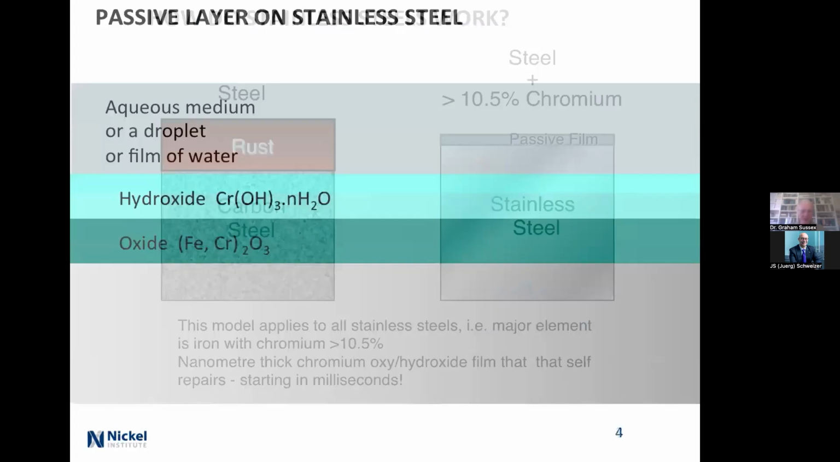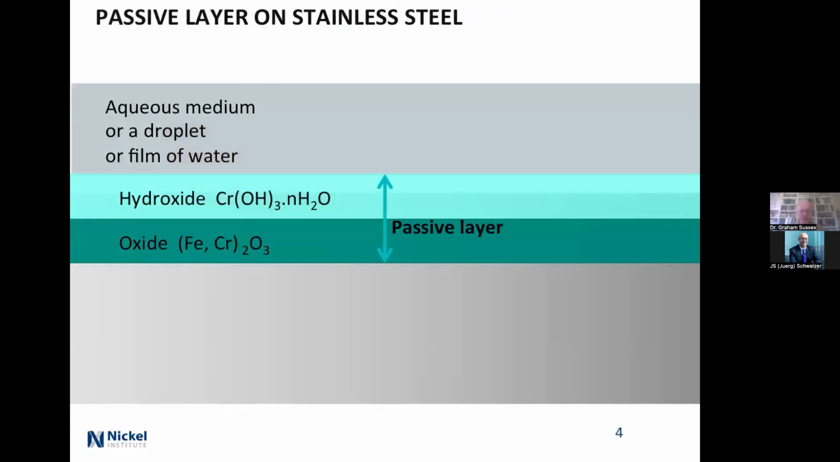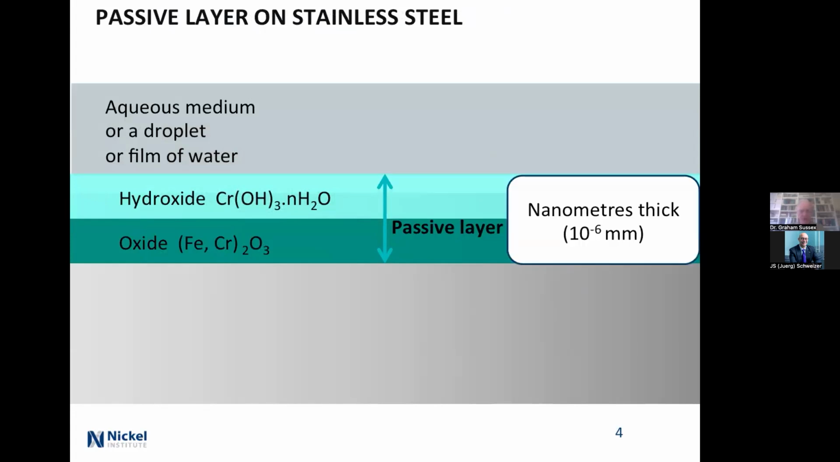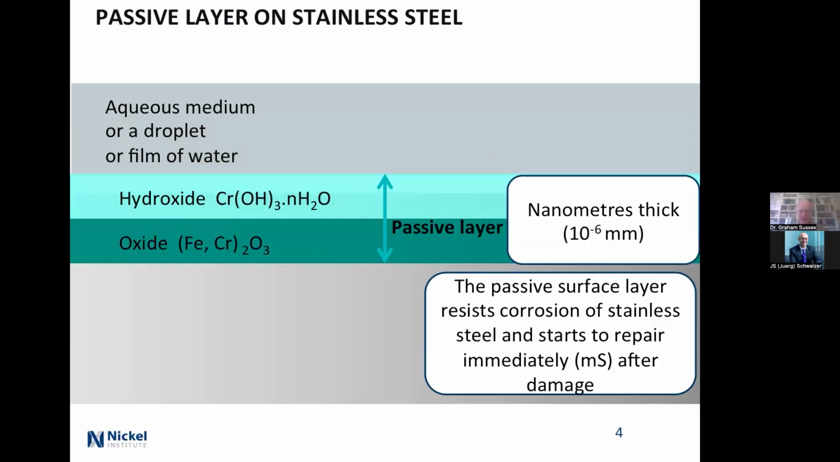This is an illustration of the passive layer, and as you can see, I've written it down as hydroxide oxide, nanometers thick, and it resists corrosion. It doesn't absolutely stop corrosion, but you could say the rate of reforming of the layer is 10,000 times the amount of corrosion that would occur. So I won't say it's invulnerable, but provided there's oxygen there, it's going to be very good.